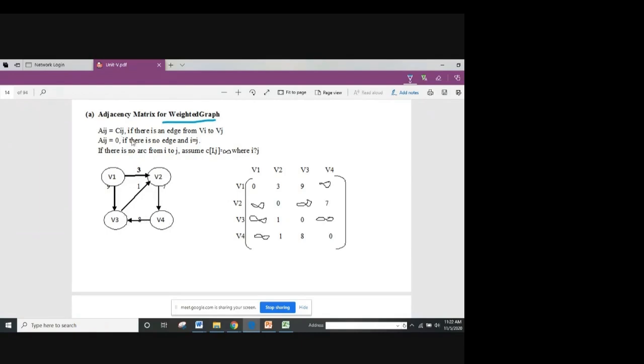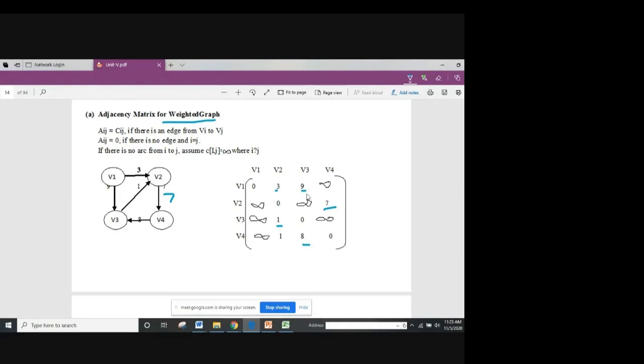Now, how do we give this weighted graph? V1 to V2, there is a weight of 3. So 3 is given. Similarly, V1 to V3 it is 9. And if I take V2 to V4 alone, I think the value is 7. Now V3 to V2, I'll give it as 1.